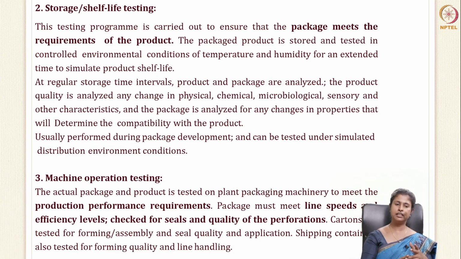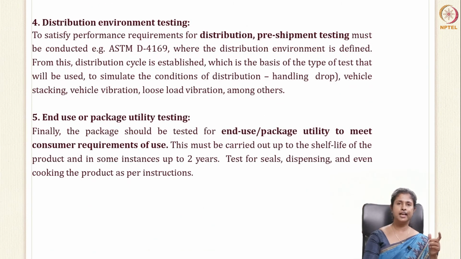Efficiency levels are maintained. You will check for the seals and the quality of the perforations. Okay? And the cartons, if it's there, you will also check for their forming and this assembly, how good is it? Is it easy enough to assemble? Is it easy enough to seal? And shipping containers, you'll perform all the quality tests, which is the transport worthiness test, and also the line handling of the quality test. So we talked about testing for the product, testing for the material, packaging material, testing for machine operating test, and fourth program will be distribution environment testing.